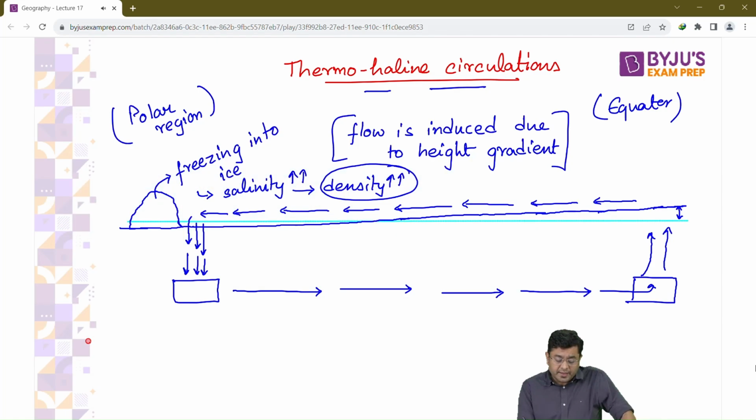How is salinity higher in cold water? It is not necessary that salinity will always be higher in cold water. In the case of thermohaline circulation, you have the case of higher salinity as a result of the freezing action. We have seen earlier freezing means removal of water molecules, because whenever you have freezing action, the ice largely consists of water molecules. So in the remaining water, you have more salt content, hence you have higher salinity.